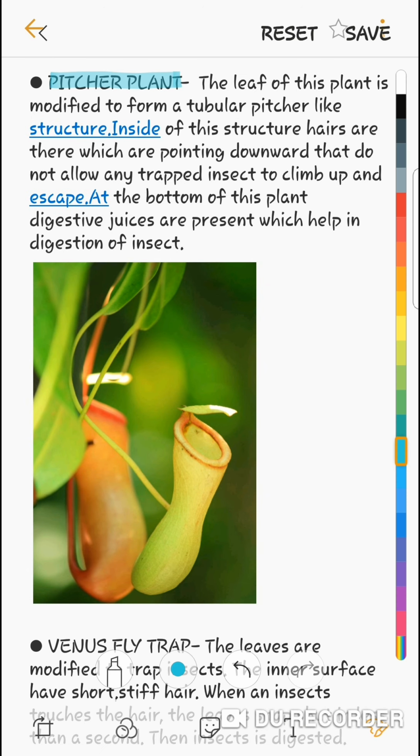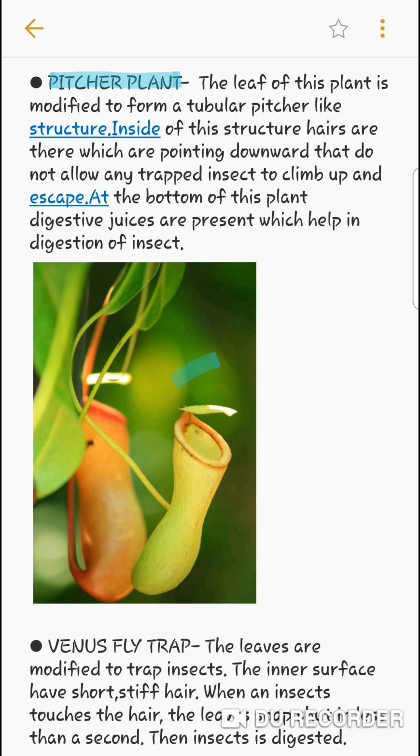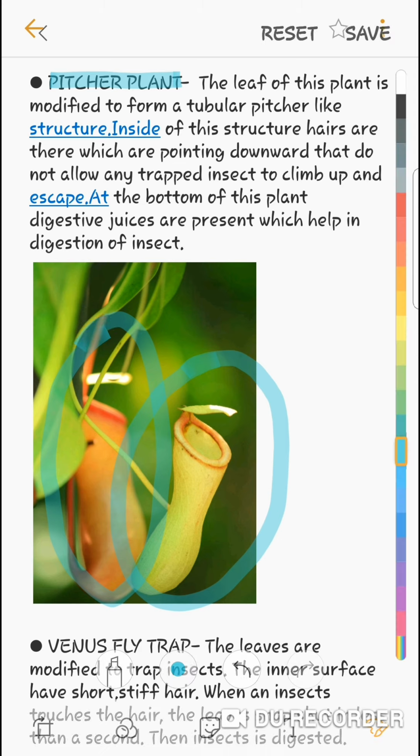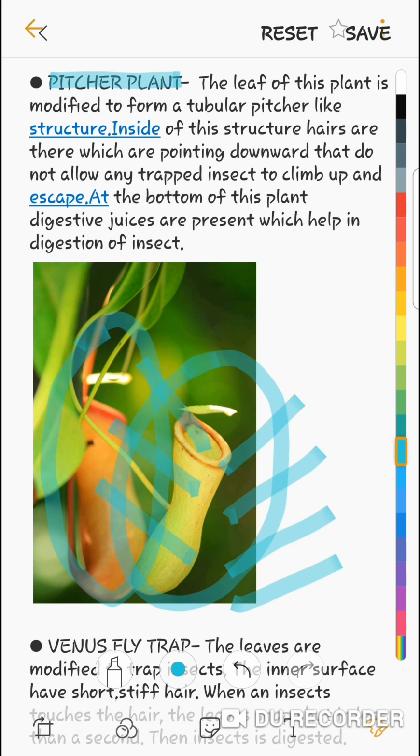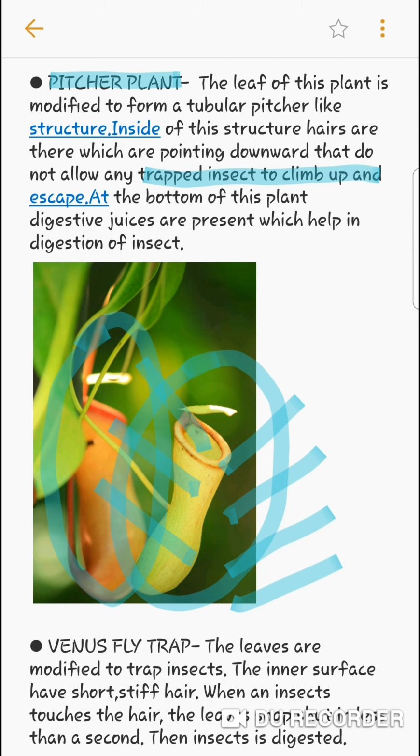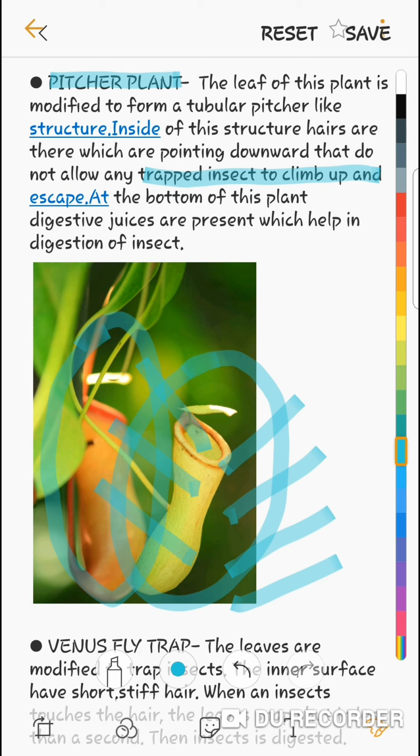Pitcher plant. The leaf of this plant is modified to form a tubular, pitcher-like structure. This is the leaf which is modified. Inside this structure, hairs are pointing downward, which do not allow any trapped insect to climb up and escape. At the bottom of this plant, digestive juices are present, which help in the digestion of insects.